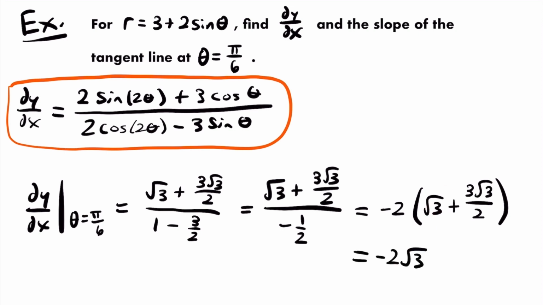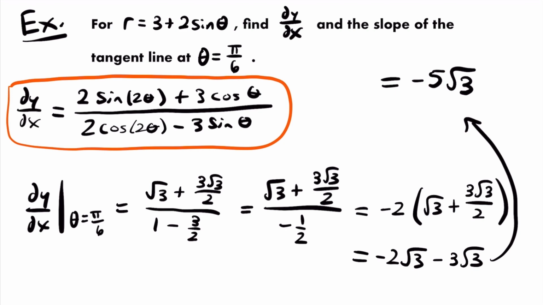Now, if we multiply negative 2 through this quantity, this will be equal to negative 2 times the square root of 3, and then this 2 will cancel out with this 2, right? 2 divided by 2 is 1, so we're just going to have negative 3 square roots of 3. So we'll subtract 3 square roots of 3. And now negative 2 square roots of 3 minus 3 square roots of 3 is going to be negative 5 square roots of 3. So our final answer is that the slope is equal to negative 5 square roots of 3. That is the slope of the tangent line at the angle of pi divided by 6 for this polar equation.